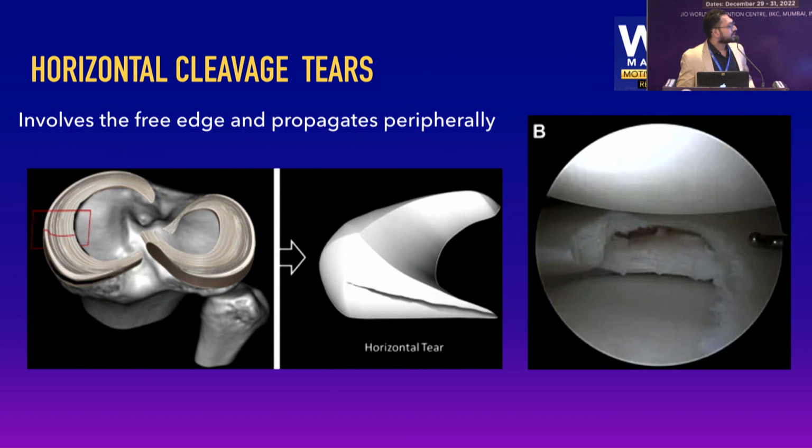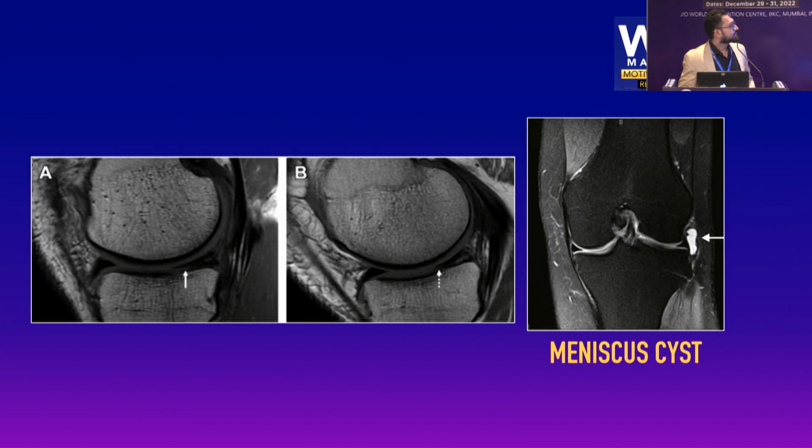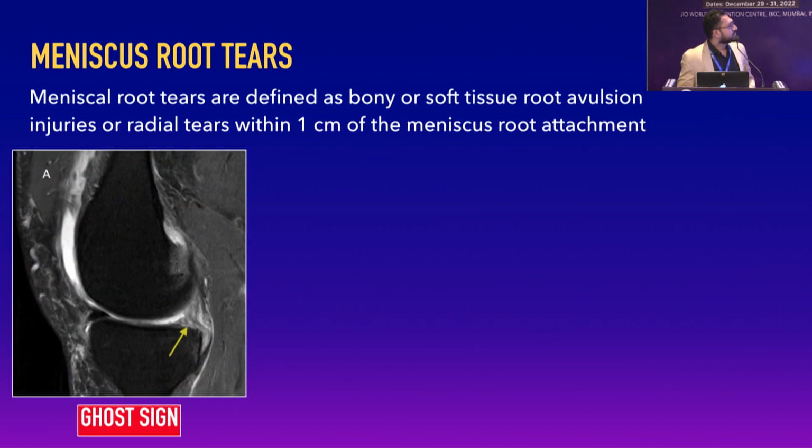Then comes the horizontal cleavage tear, where the meniscus free edge propagates to the periphery. On MRI, you will be able to see this particular cleavage, and this is the meniscal cyst which forms after the synovial fluid gets seeped through the horizontal cleavage tear. Then comes the meniscus root tears.